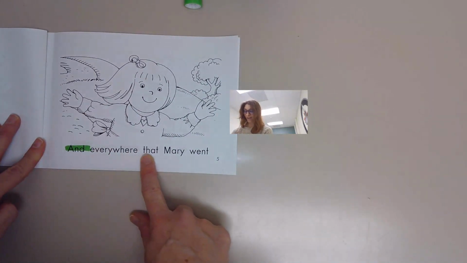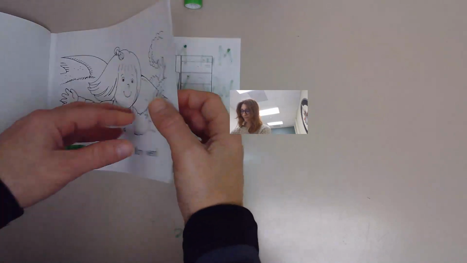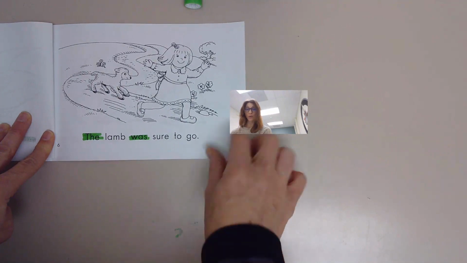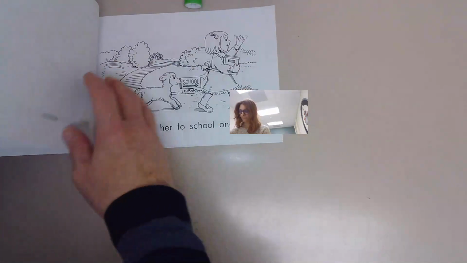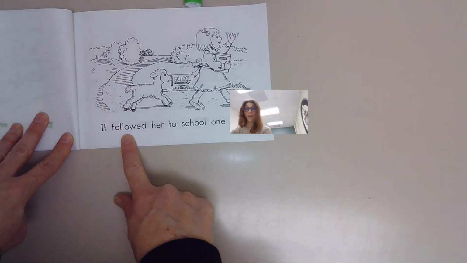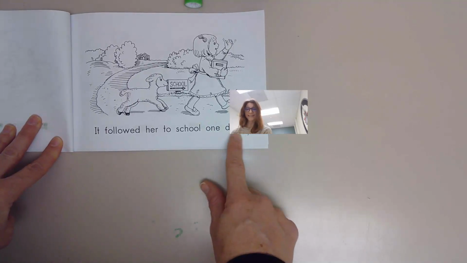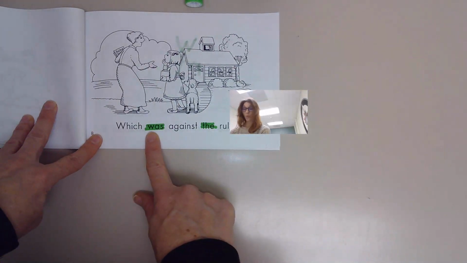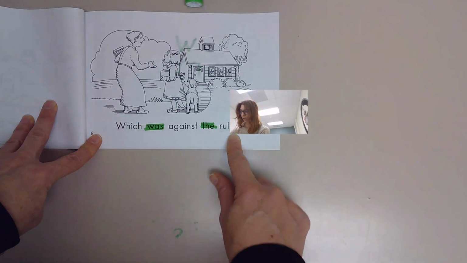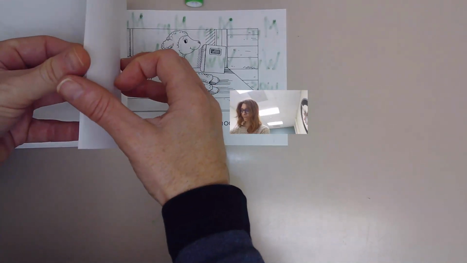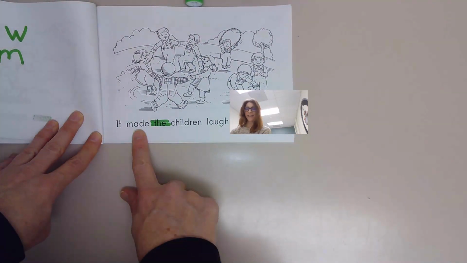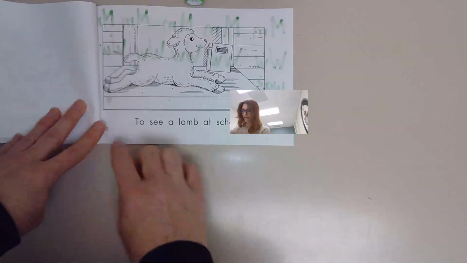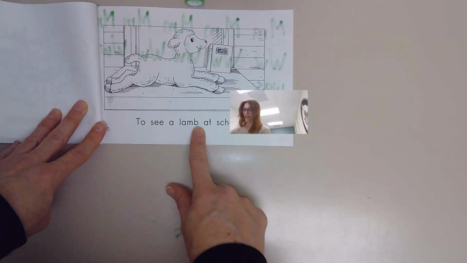And everywhere that Mary went, the lamb was sure to go. It followed her to school one day, which was against the rule. It made the children laugh and play to see a lamb at school.